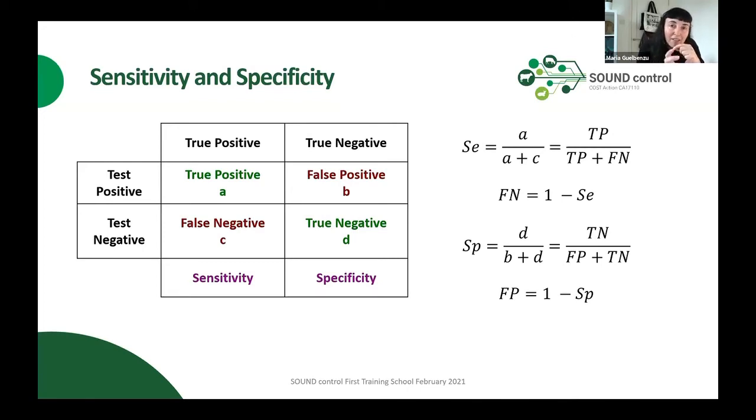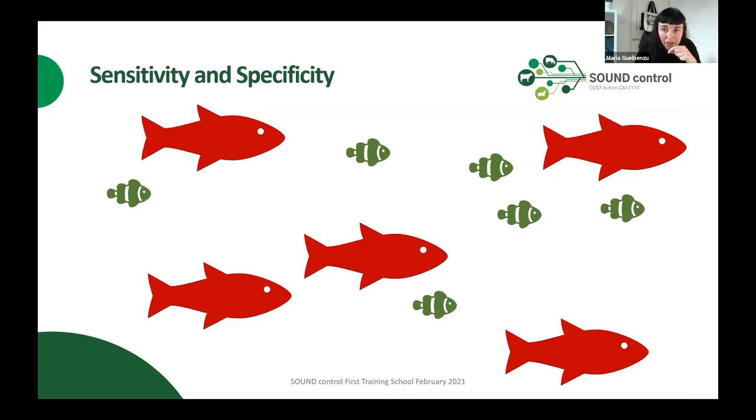And they are very much related to each other. So we're going to explore this a little bit more. We're going to explore how they relate within one population, and see if the sensitivity and specificity are constant in regard to a particular disease. So here we have a population of fish. The red ones are diseased and the green ones are healthy.